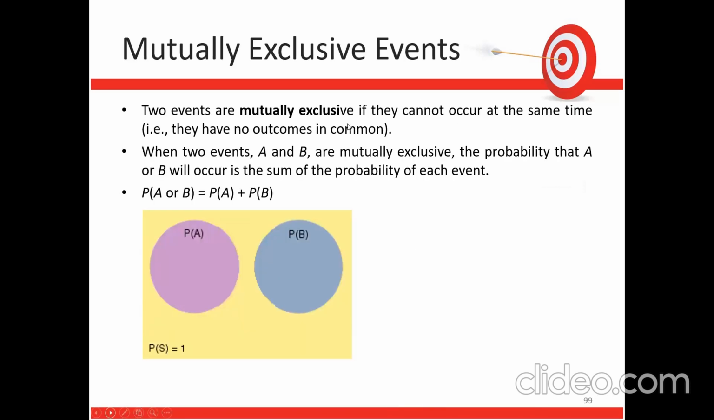Mutually exclusive events. Two events are mutually exclusive if they cannot occur at the same time or they have no outcomes in common. When two events A and B are mutually exclusive, the probability that A or B will occur is the sum of the probability of each event. Yan, di siya dumikit. Okay?